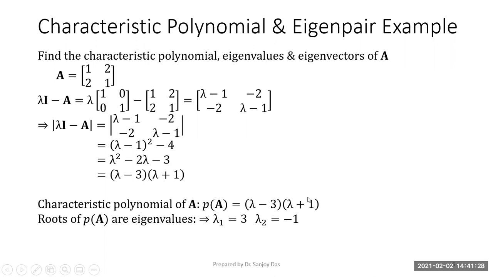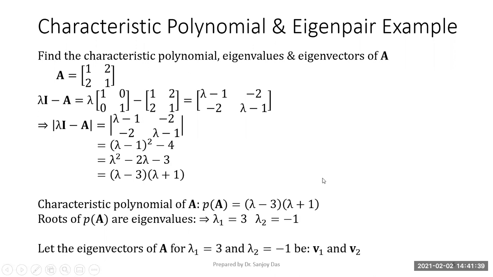Any questions? No. So the eigenvalues are the roots of the characteristic polynomial. Now let's find the corresponding eigenvectors. For lambda 1 equals 3, and then for lambda 2 equals negative 1, we'll find V1 and V2.